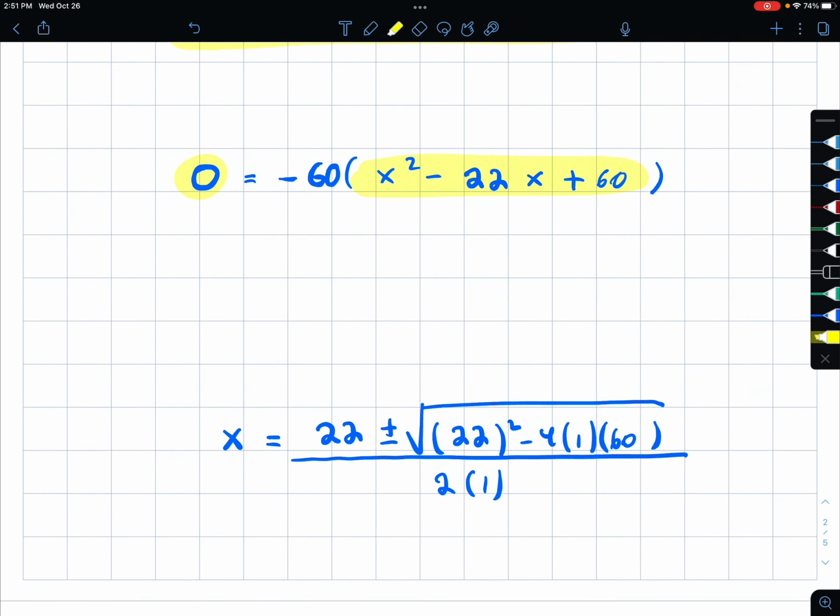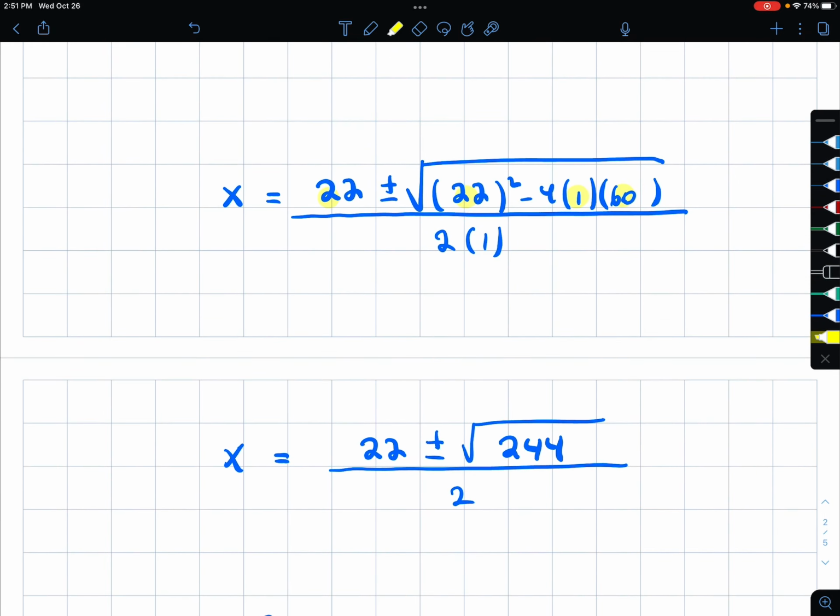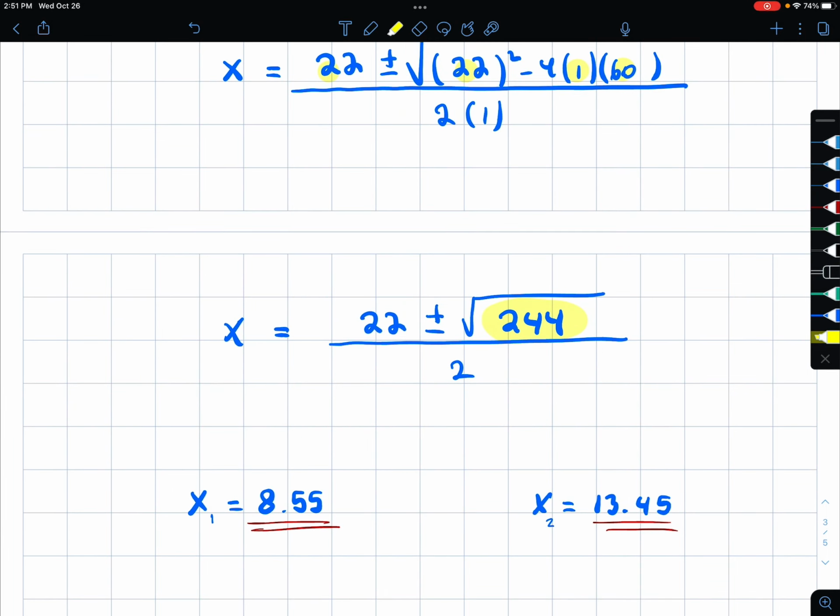And I get those numbers. My minus 22 becomes plus 22. 22 squared, 1 is my a, 60 is my c. And I work it out, and I end up with this: 22 plus or minus the root of 244, and everything divided by 2. Make sure that you get that number. When I plug that into my calculator, I get two answers: 8.55 and 13.45. What are those?